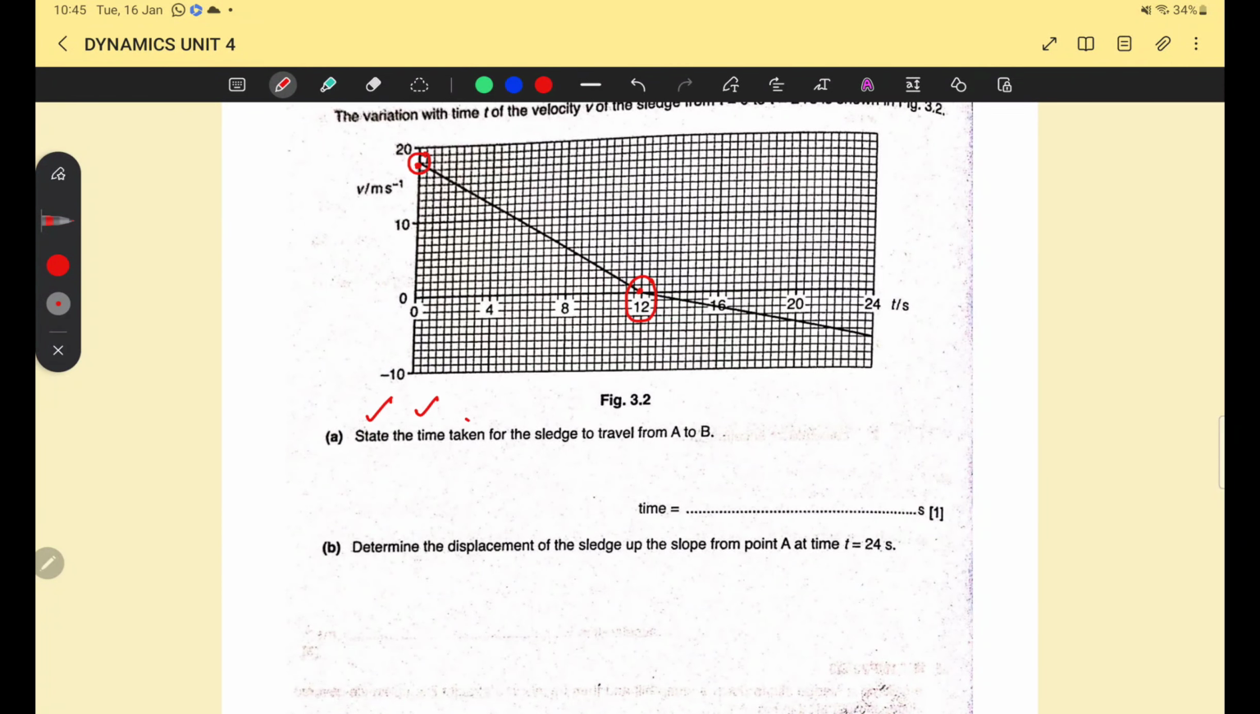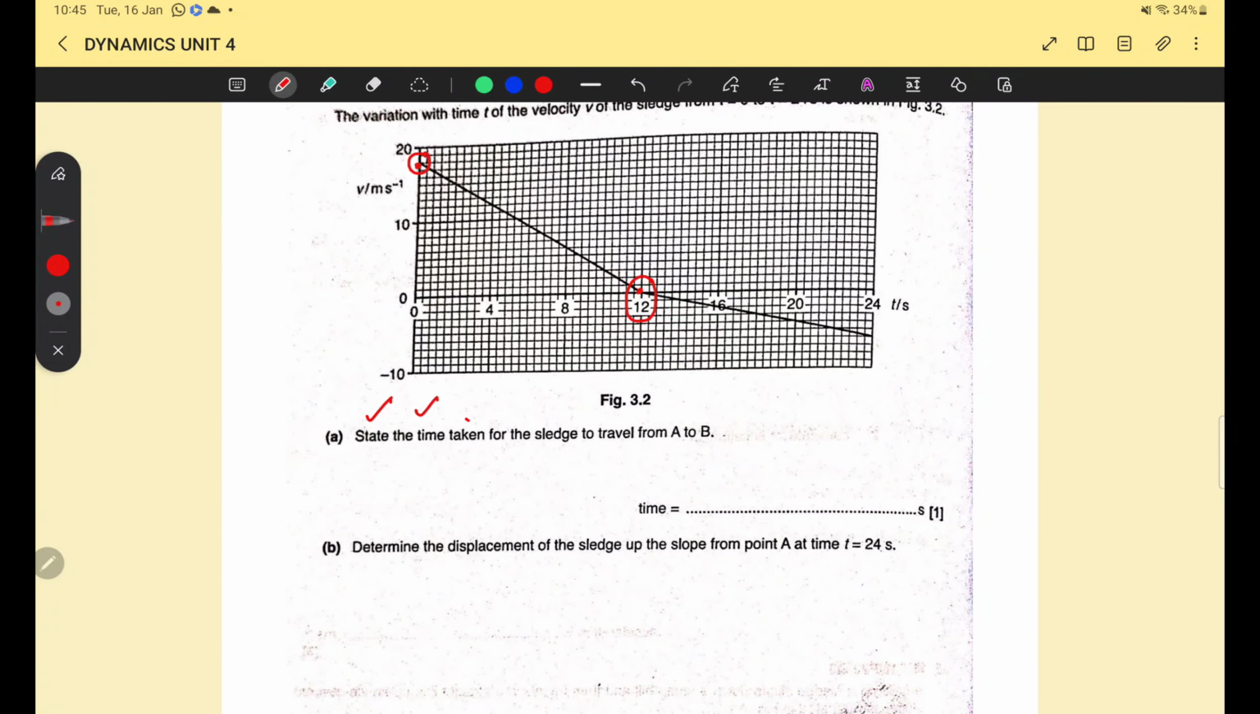And it is kinematics chapter. It is kinematics concept. If you calculate the area of the first triangle, it gives you a displacement of 108 meter. If you calculate the second displacement in the opposite direction, it is 36 meter. And their difference is 72 meter.